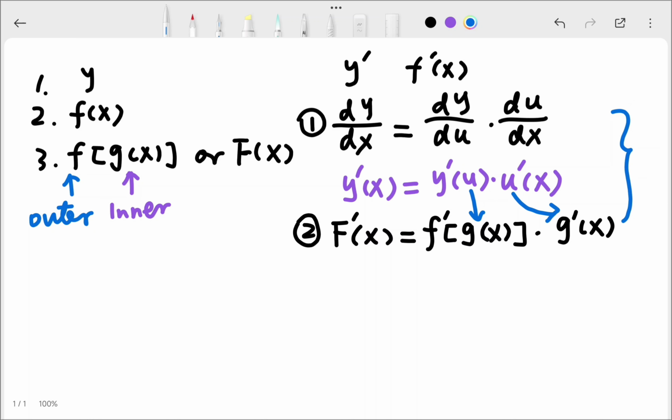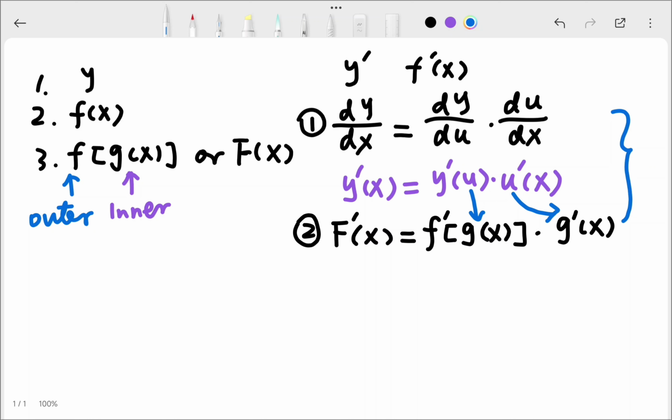They just look different because they are written in different notations of differentiation, but they are the same. It's up to you which formula you like to use, but the method is we need to differentiate the outer function with respect to the inner function and then multiply that with the derivative of the inner function.